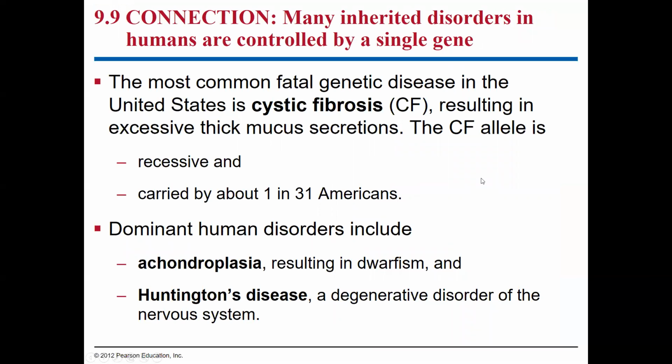For an example, the most common fatal genetic disease in the United States is cystic fibrosis, resulting in excessive thick mucus secretions in the lungs. The CF allele is a recessive trait, and it's carried by about 1 in 31 Americans currently. So it's a lot of heterozygous carriers in the United States.